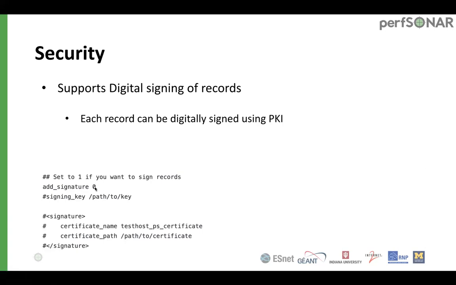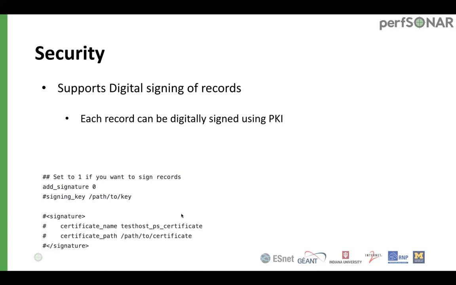You just have to flip that to 1 and then give it a key. And if you wanted to verify the records, then you just needed to specify the path for the certificate that you wanted to use for verifying. And so right now, the assumption is the public key would be either made available out of band, or if you want, that can be another record in the lookup service itself.